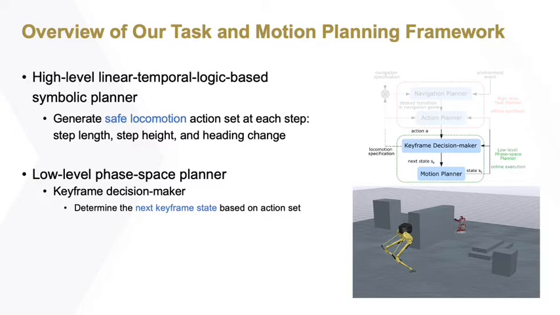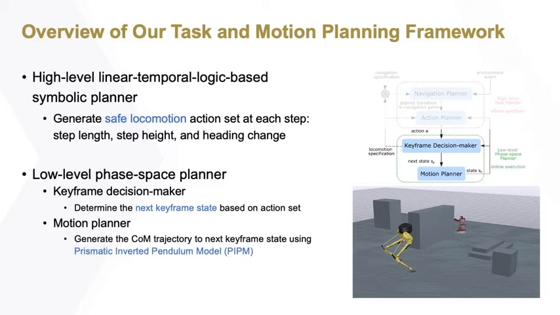A keyframe decision maker that uses the current keyframe state and the high-level action set to determine the next keyframe state, or the state of the robot at the point of minimum swing leg velocity at the next walking step, and a motion planner which generates a center of mass trajectory between the current and next keyframe state using a reduced order prismatic inverted pendulum model.